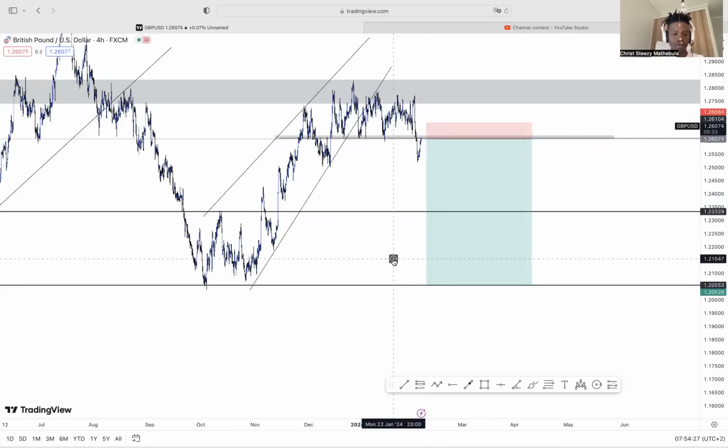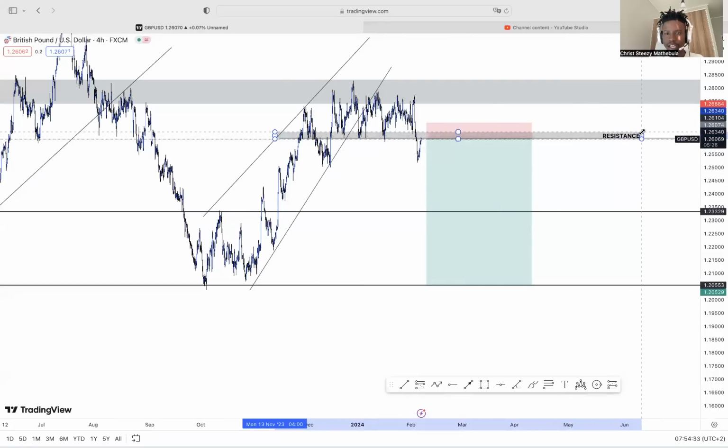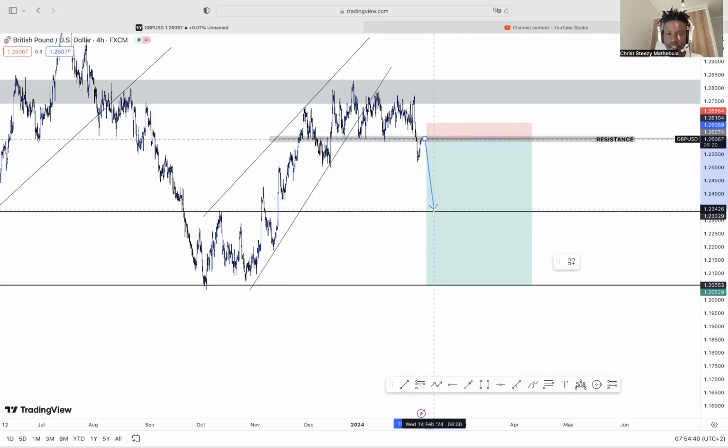For now, so here's just our resistance. We broke out the resistance, we're coming back to retest. This is a simple rule that everybody knows about. After retesting here, we push to the below side, strictly straight here, and then straight here.